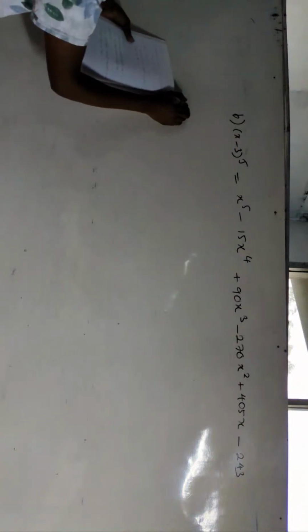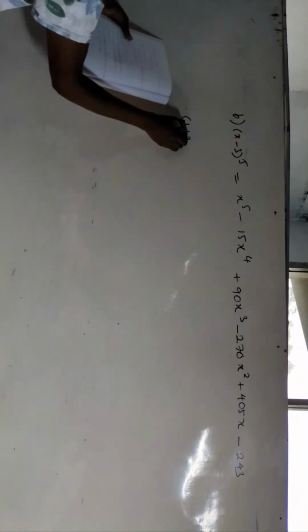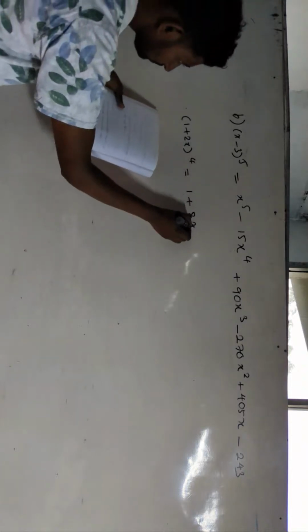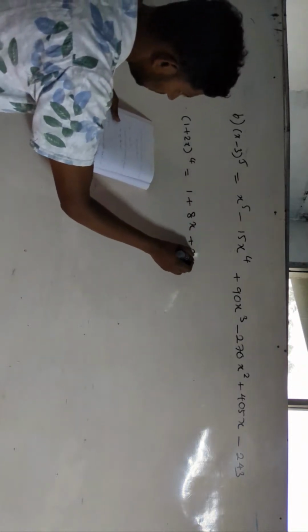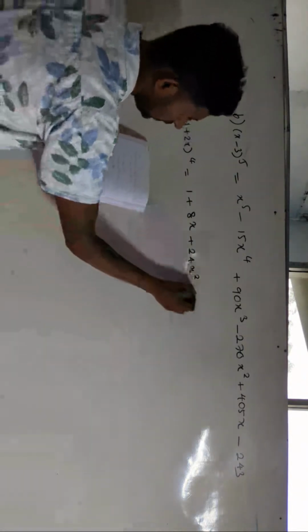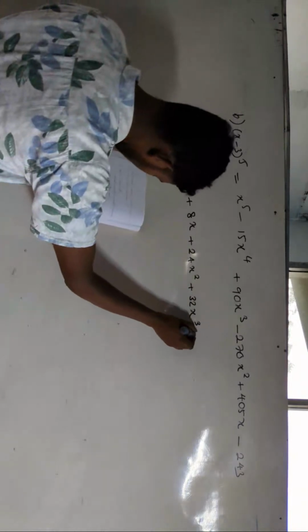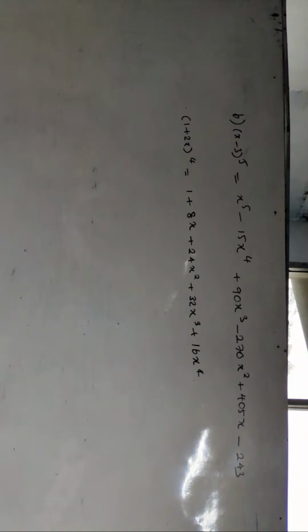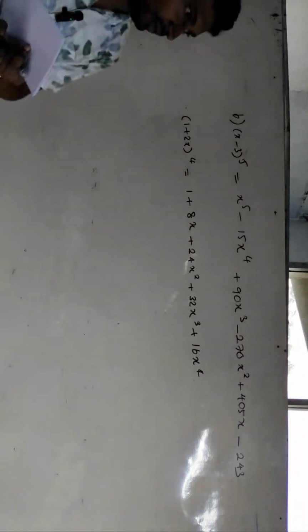Now you can check the answer for this one, 1 plus 2x to the power of 4. 1, 8x, 24x squared, 32x cubed, and finally 16x to the power of 4. Only 32x cubed has it.